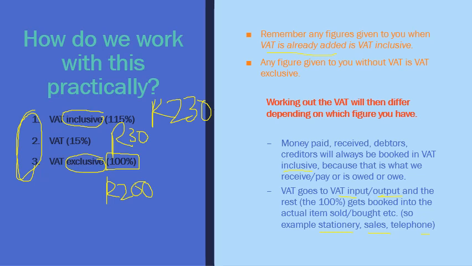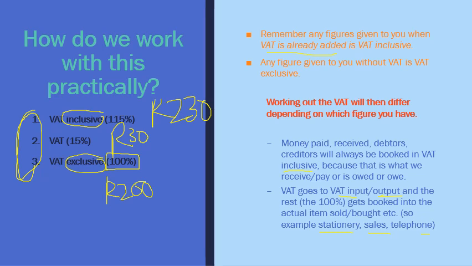Some of that 230 I'm going to be able to claim back from SARS. The reason I know I can claim back some of the 230 is because stationery is a standard rated item. So that's why your previous slide becomes important. If it was fuel, it would be different. But because it's stationery, a standard rated item, necessary for business, a necessary business expense, I can claim back 15 of the 115 of the total invoice price, which was 230. So 30 Rand goes to either VAT input or VAT output.